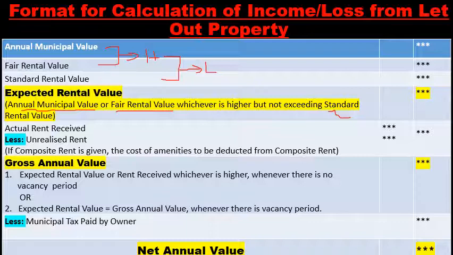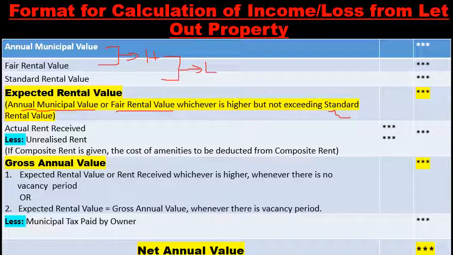So in detail, I will explain about the unrealized rent and composite rent in the coming classes. So next, after calculation of actual rent received, you have to find out the gross annual value. There are two formulas or two provisions to find out the gross annual value.